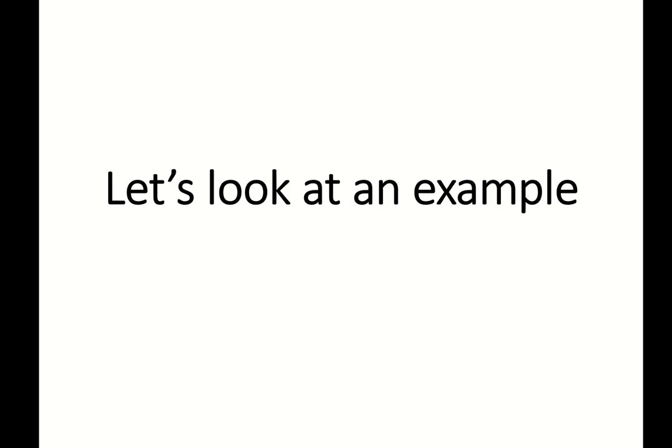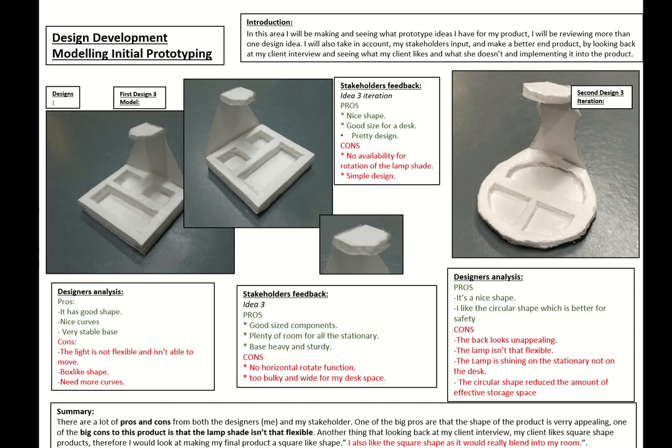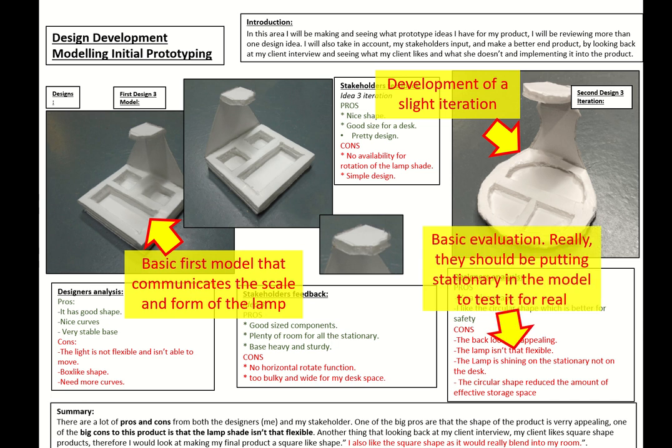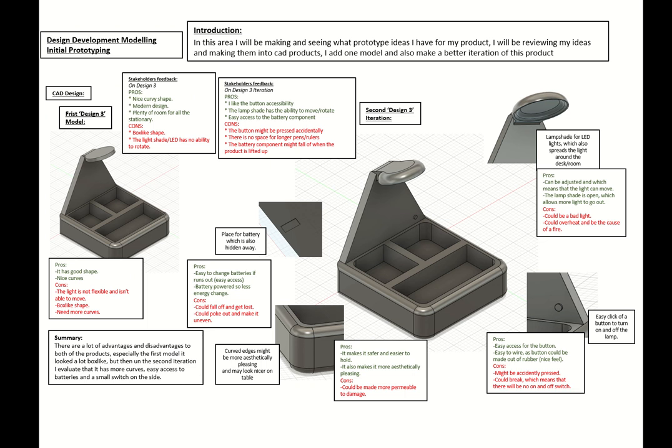So let's have a look at a simple example to begin. Here, this student's using some sort of lamp, which is also a stationery holder. Simple layout here, pros and cons in green and red, visible models here, although they aren't annotated, but at least you've got basic first models that communicate scale and form. And then there's a slight iteration, so there's a reasonable start. The evaluation is quite basic. Here, really, if you want to do it properly, I'd get that student to actually test it with stationery itself to see if the size is right, to see if it can actually accommodate what it's meant to. But this is good, and they moved on.